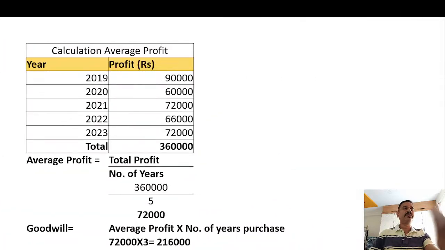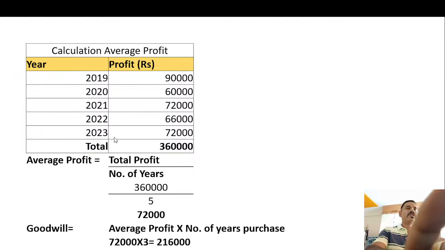See the solution. Calculation of average profit: 2019 90,000, 2020 60,000, 2021 72,000, 2022 66,000, 2023 72,000. In my previous video on my YouTube channel, I also covered that in some years there will be a loss. Most probably in 2021 there could be a loss, so you have to subtract it and then get the average profit. Some questions may come on that also. If in some year there is a loss, you have to subtract it from your total profit.